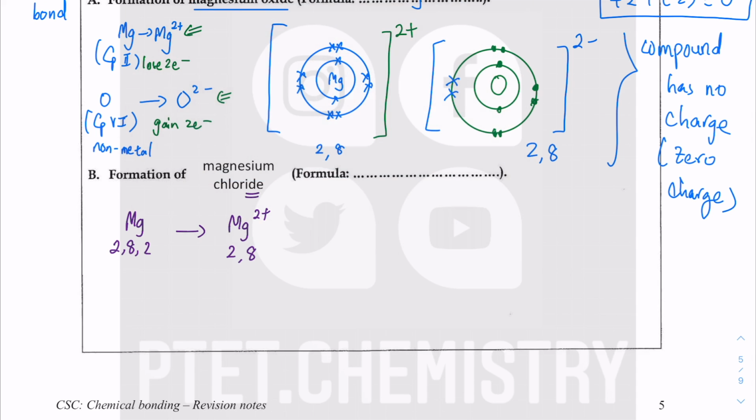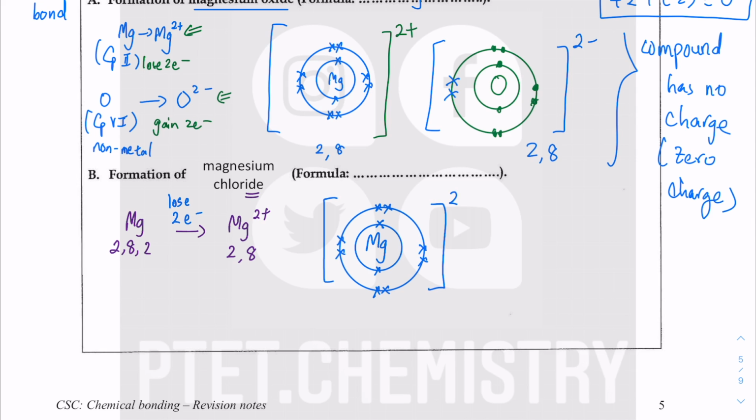Because what has happened is you lose 2 electrons. You lose the 2 valence electrons, you get a fully filled outer shell. So if I draw Mg2+, it will look exactly the same as the one above. 2 in the first shell, 8 in the second shell, and I don't have the electrons in the third shell anymore because I have lost the 2 electrons from my third shell.